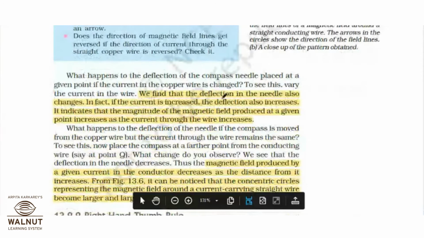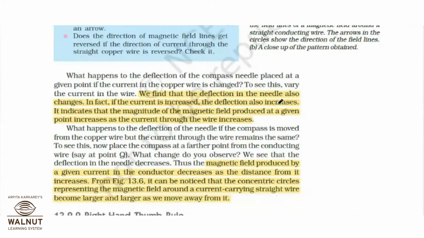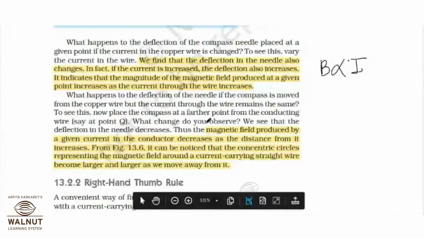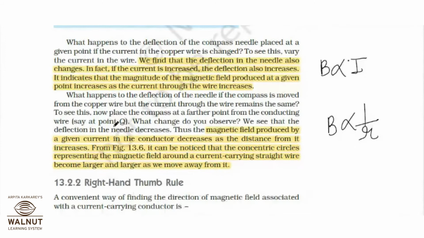We find that the deflection in the needle also changes. In fact, if the current is increased, the deflection also increases. It indicates that the magnitude of the magnetic field produced at a given point increases as the current through the wire increases. So this gives the relation B is directly proportional to I. Then second, the magnetic field produced by a given current in the conductor decreases as the distance from it increases. So as you move far away from that conductor, the deflection will be less because the magnetic field will decrease. Okay, so the relationship that you can establish from this is B is inversely proportional to 1 over R.